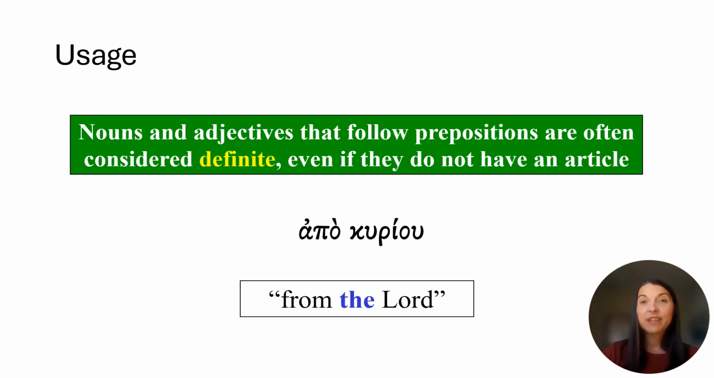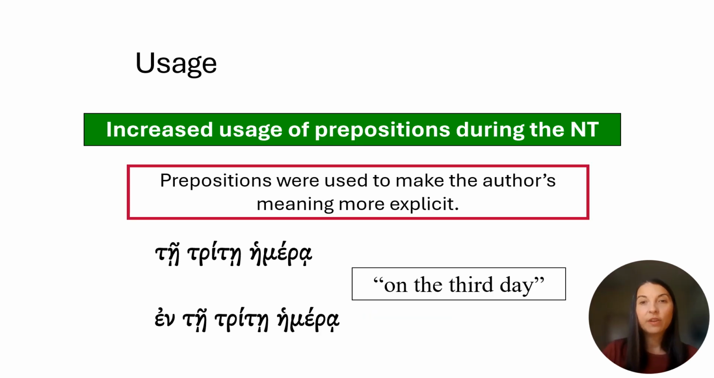And nouns and adjectives that follow prepositions are often considered definite, even if they don't have the definite article. So here, apo kuriou, from the Lord. You add in the translation of the article, even though it's not there. There's an increased usage of prepositions in the New Testament time, and prepositions help to make the author's intent more explicit. So te trite hemera could be added with the preposition en te trite hemera, on the third day.